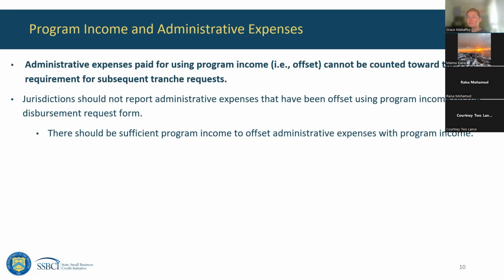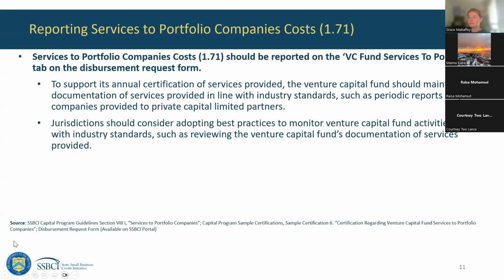All right, so this one is sort of touching on what we talked about recently if you attended the quarterly report training, but it's very important for the disbursement request form. As you know, administrative expenses can be paid for using program income as an offset, but I want to make sure you know that if you offset administrative expenses using program income, those transactions cannot be reported on the disbursement request form and cannot be counted towards your EOT. So we just wanted to highlight that and make sure that you are aware of that. And of course, in order to offset with program income, you have to have a sufficient amount of program income. Okay, next slide.